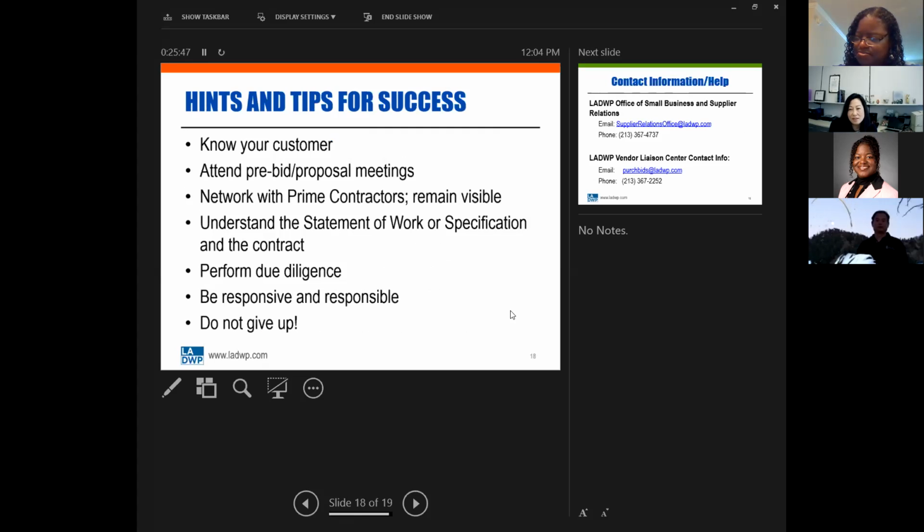And then some of the tips for success: I think you have to know your customers. So if you want to work for LADWP, try to understand what it is LADWP wants. Read the solicitation, read the background, understand what you're bidding on. And when you show understanding, you can put up a better proposal.